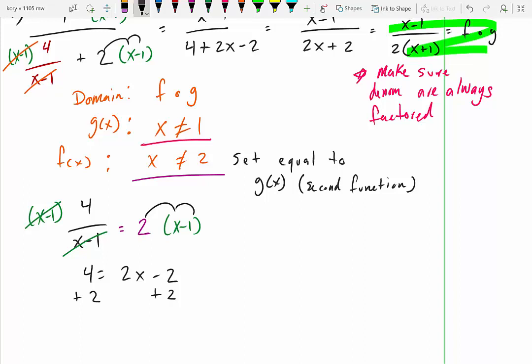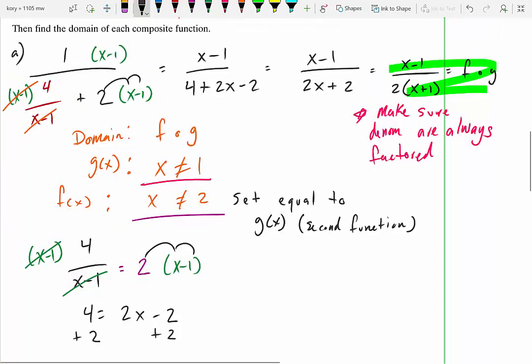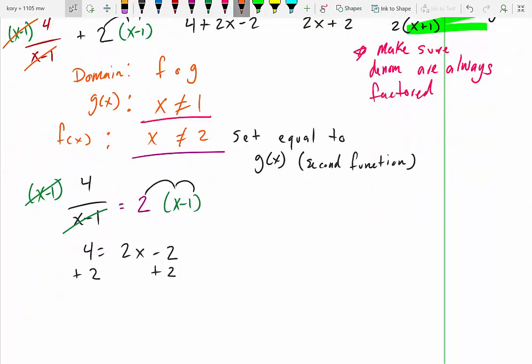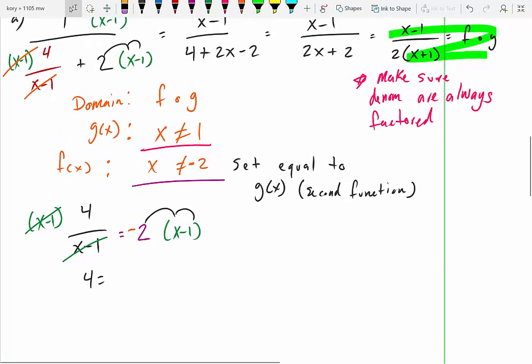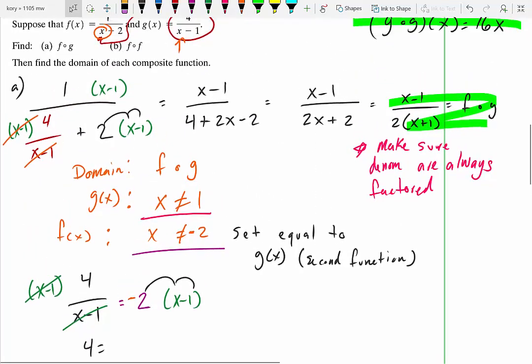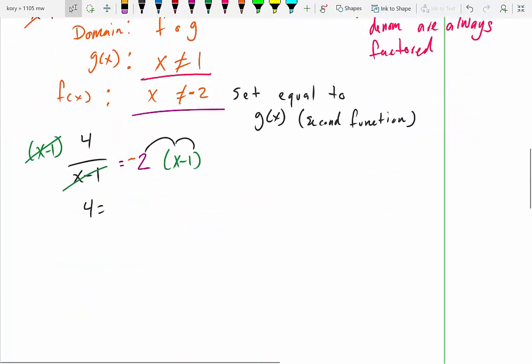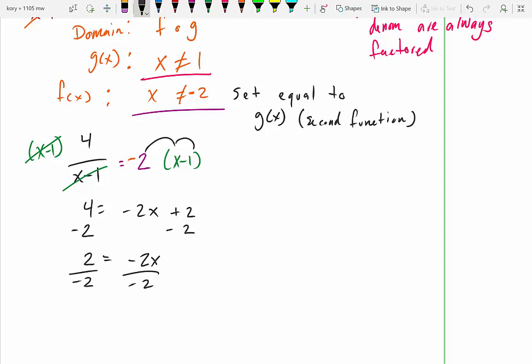Did I write this wrong? It's supposed to be negative 2. That's why that's wrong. There we go. All right, sorry about that. I didn't catch that. Yeah, it's supposed to be negative 2 because if you plug in negative 2, it makes it 0. My bad. So we have negative 2x plus 2. We subtract 2 from both sides. So we get 2 equals negative 2x. Divide by negative 2 to get negative 1 equals x.